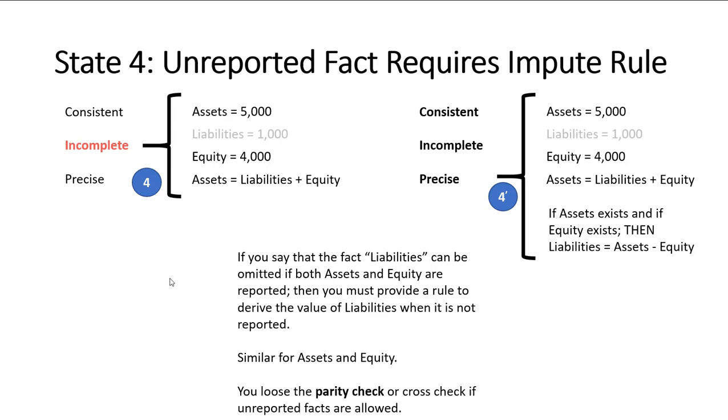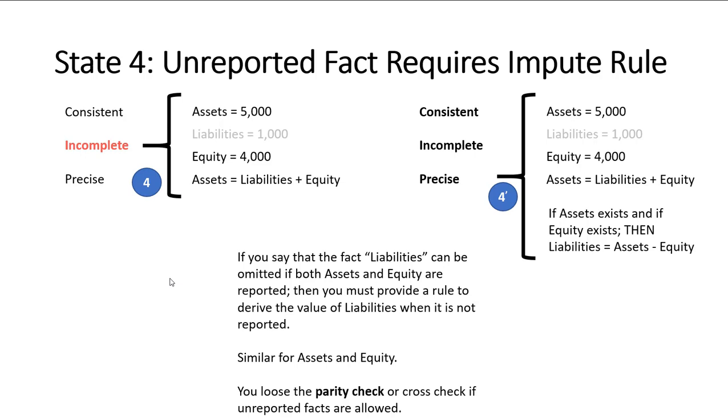So the notion of unreported facts, okay, and if you have an unreported fact, then you might require an impute or a derivation rule to be provided within the system. So for example, on the left-hand side, you see that I've reported assets and equity, but not liabilities. That's why the liabilities is gray, okay? And we have the rule, assets equals liabilities plus equity.